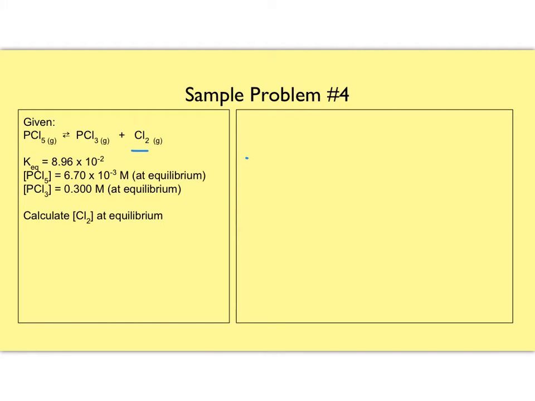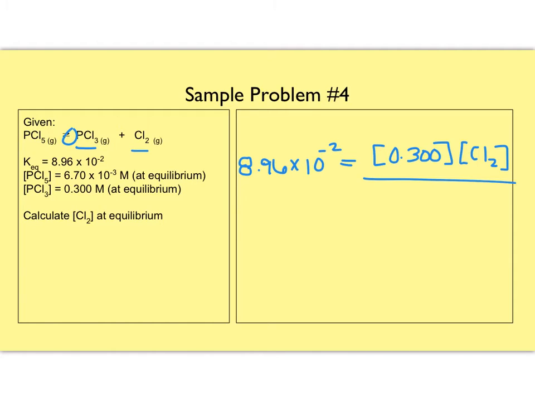In sample problem number 4, we're asked to solve for the concentration at equilibrium of one of the products. We're given the KEQ value of 8.96 times 10 to the negative 2. And we'll set that equal to the concentration of one of the products, PCl3, which is 0.300 molar. The coefficient is 1, times the concentration of the chlorine, which is Cl2, and that's what we're solving for, over the concentration of the PCl5, which is a reactant, which is 6.70 times 10 to the negative 3rd molar.